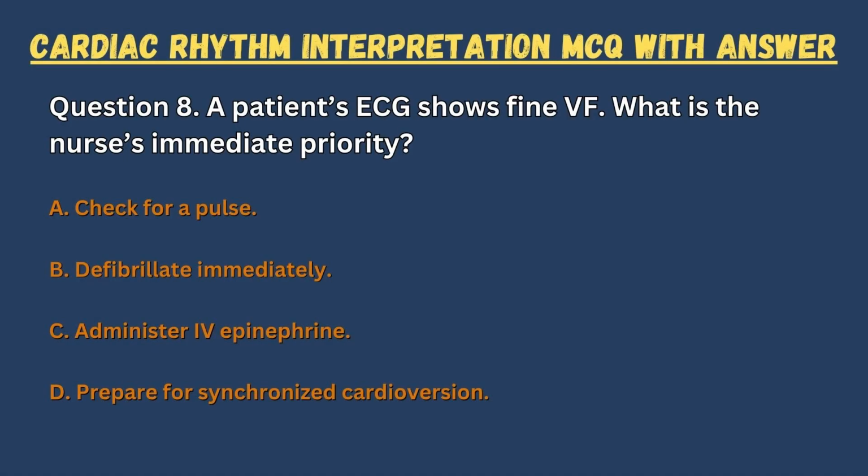Question 8. A patient's ECG shows fine VF. What is the nurse's immediate priority? A. Check for a pulse. B. Defibrillate immediately. C. Administer IV epinephrine. D. Prepare for synchronized cardioversion.